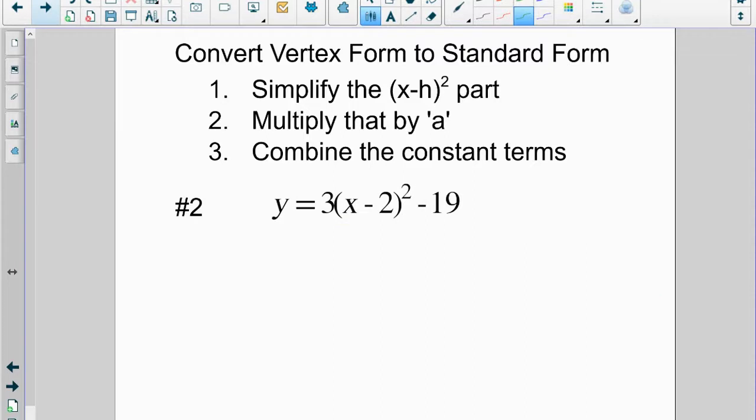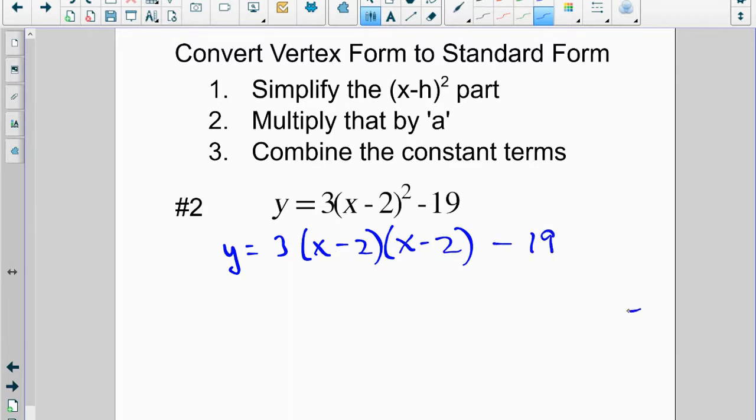Let's look at another one. The difference here is that we do have a number multiplied at the beginning. We have a value of a, in other words, from our vertex form. But we're still going to follow the same 3 steps. We're going to start by multiplying out the x minus 2 squared. So I'm going to go ahead and write this out. So I have the 3 times x minus 2, and then remember squared means times itself, so that's just x minus 2 times x minus 2. And then I have the minus 19.